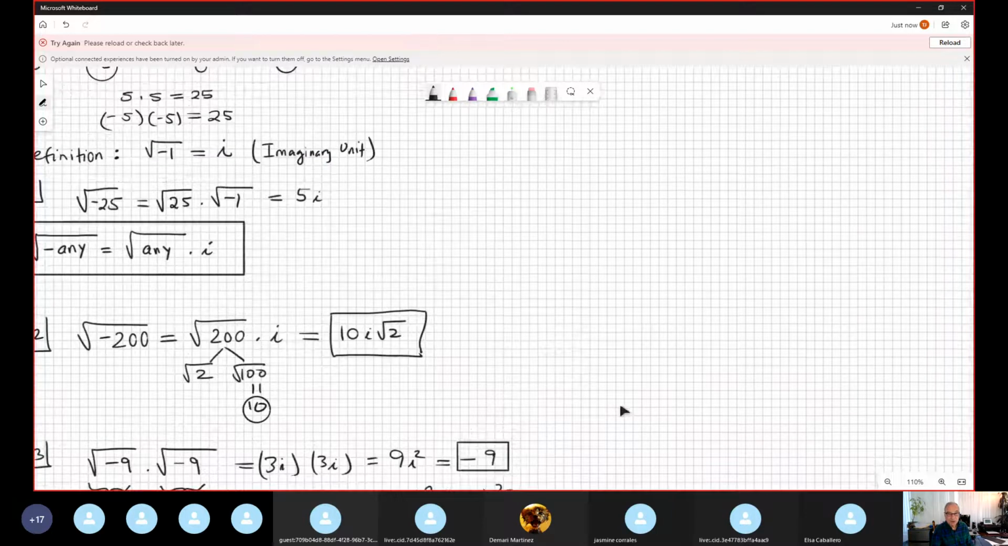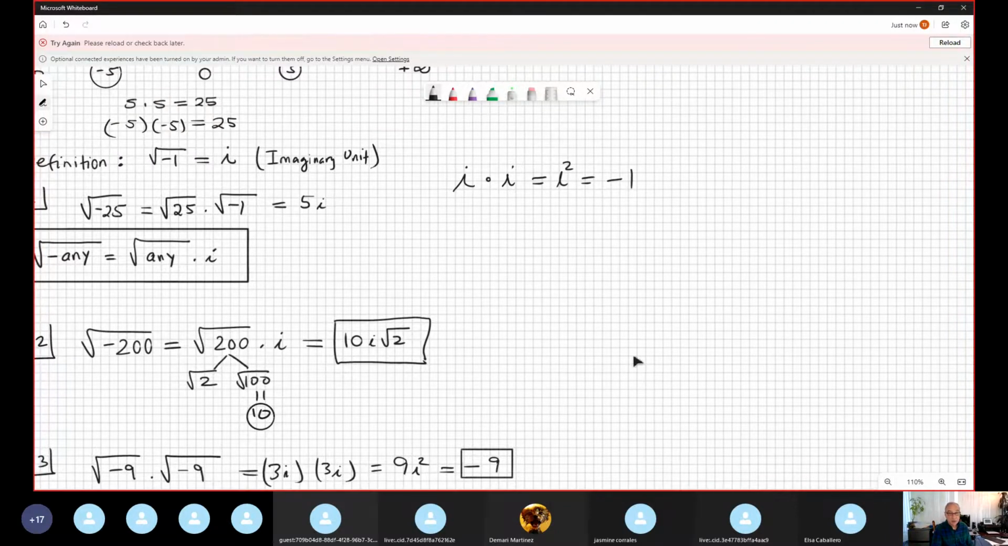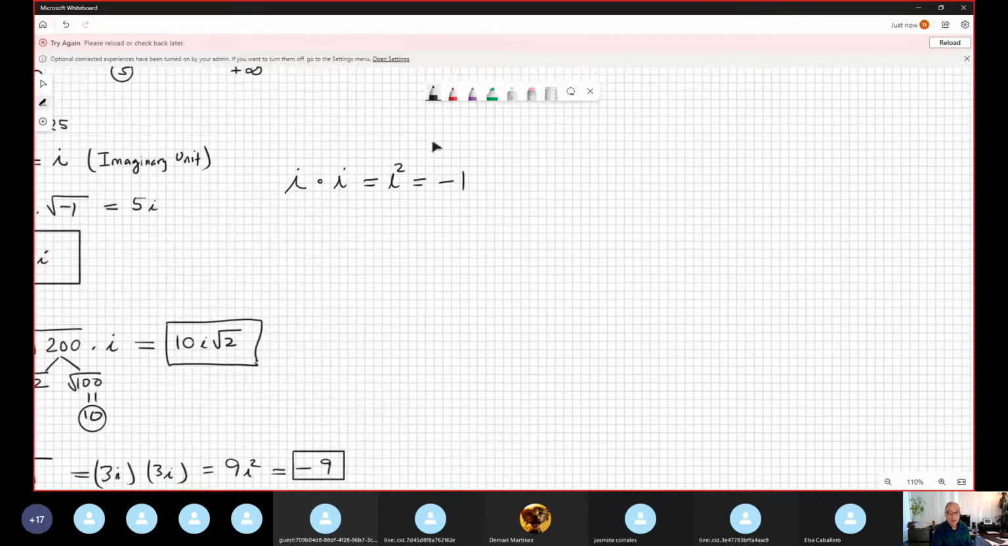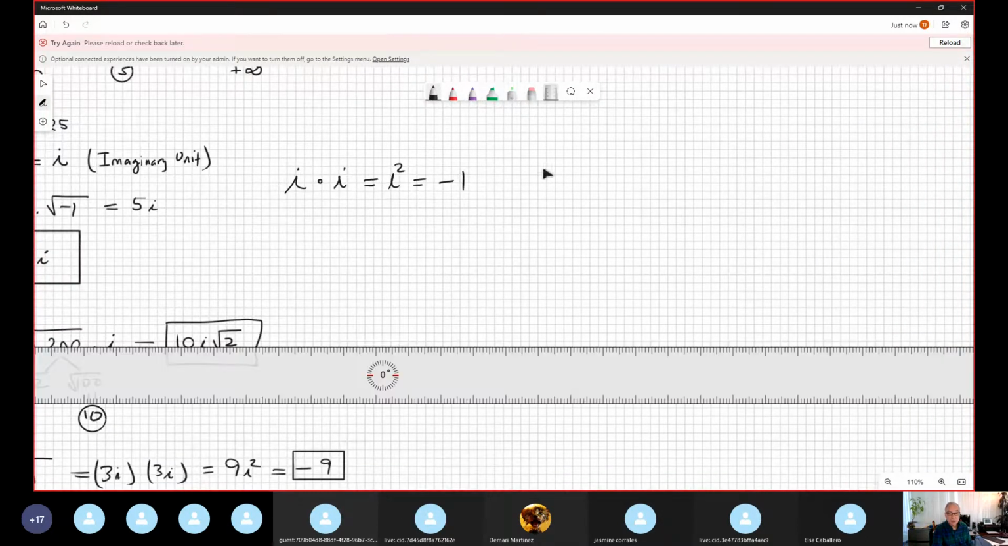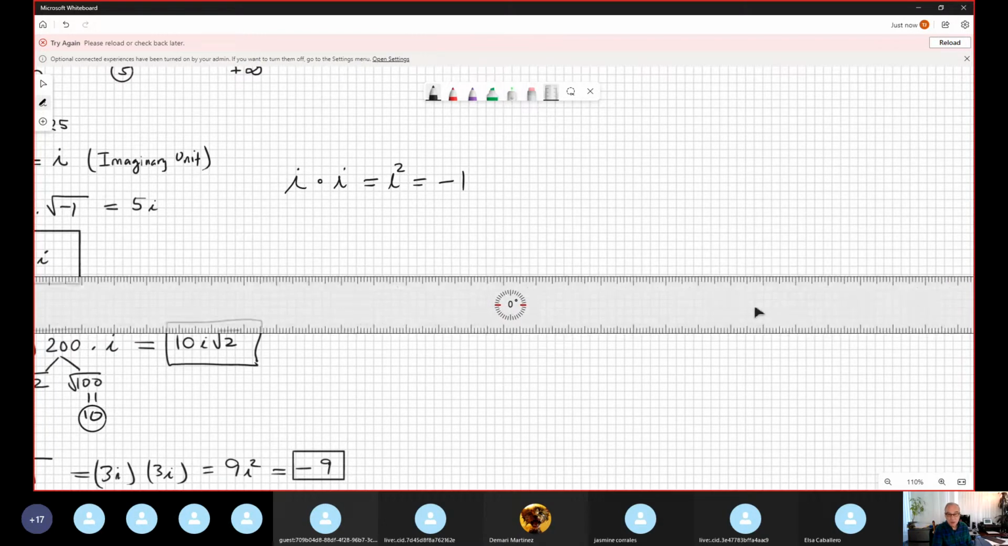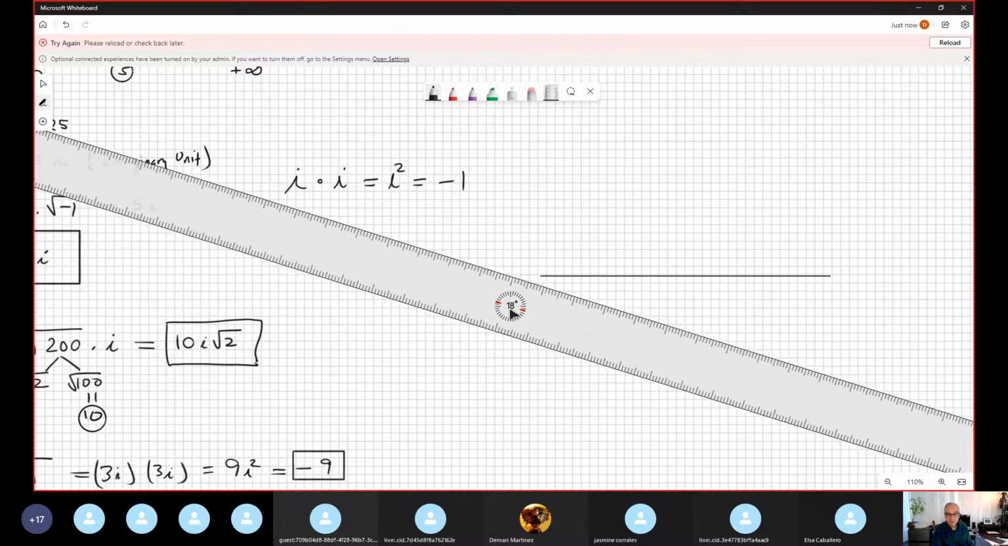Okay, so the confusing part is now, if you multiply i times i, it's i squared. The i squared is negative 1. Wow. Okay. Remember again, repetition. This is my real number line, all real numbers.